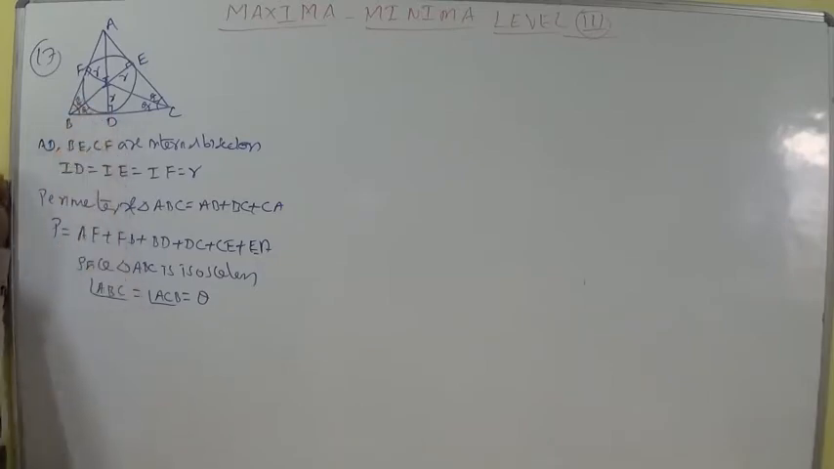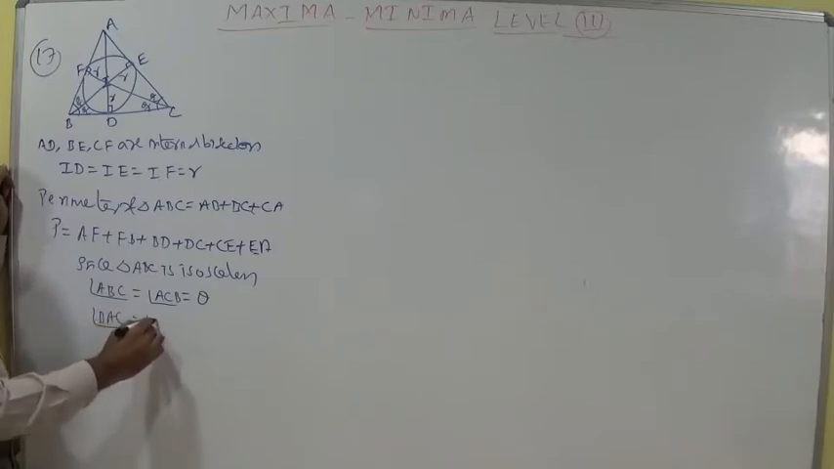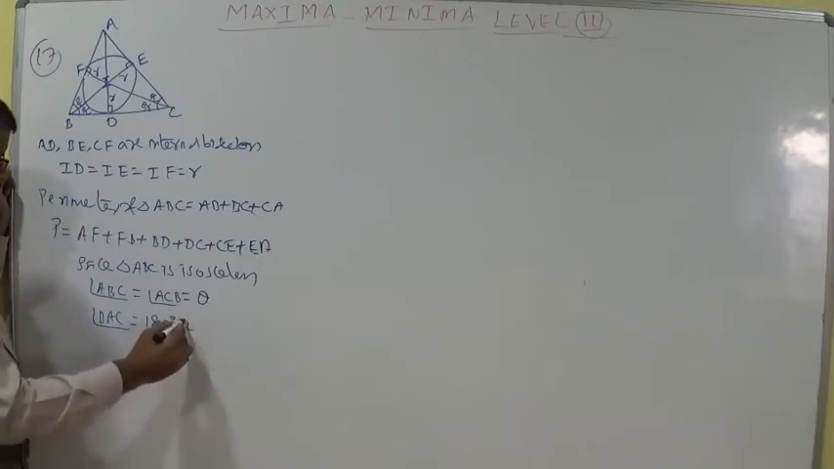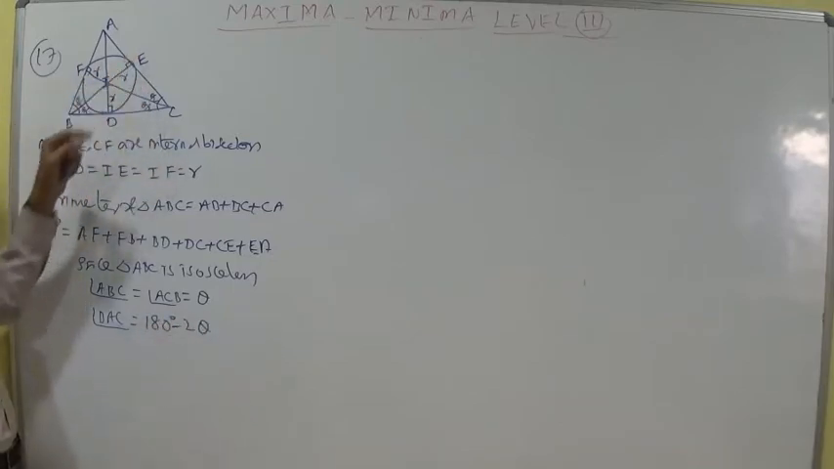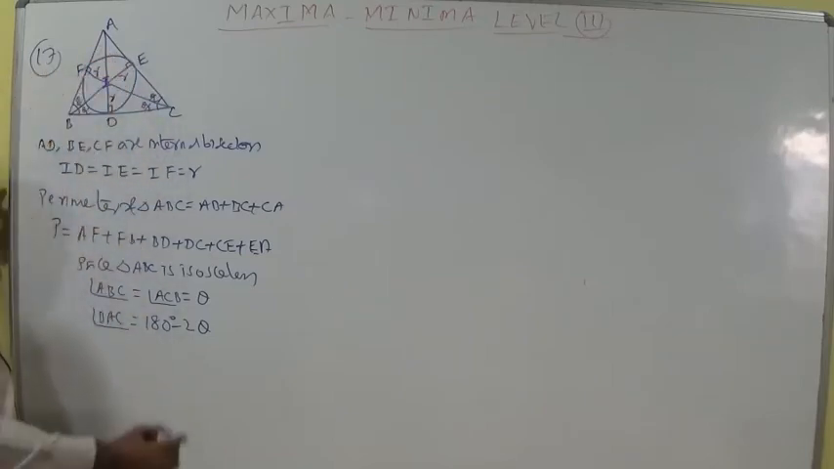This is theta by 2. Now let us discuss angle BAC. Since we know that the sum of angles in any triangle is 180 degrees, you can write it as 180 minus 2 theta, because this full angle is theta.